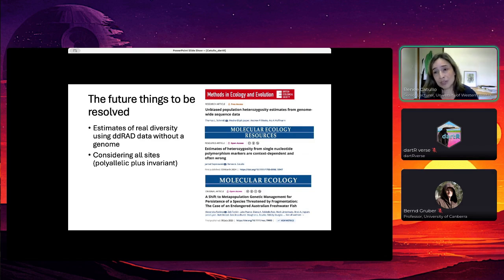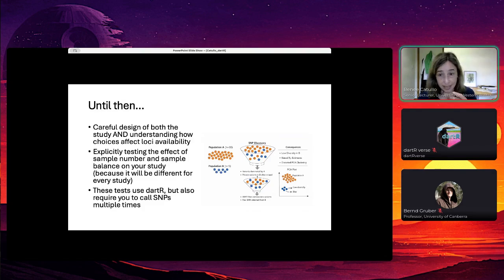So the future things that we need to resolve is getting real estimates of ddRAD without a genome. So hopefully the next evolution of this DArT pipeline is DArT without a genome. Making sure that, which is essentially considering all the sites, which are polyallelic sites plus our invariant sites.